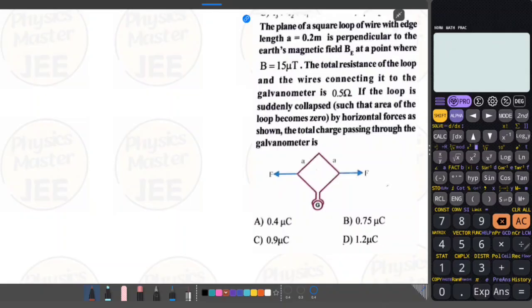Next one. So this is the next question. The plane of a square loop of wire with edge length a equal to 0.2 meter is perpendicular to the earth's magnetic field B_E at a point where B is equal to 15 microtesla. The total resistance of the loop and the wire connecting it to the galvanometer is 0.5 ohms. If the loop is suddenly collapsed such that the area of the loop becomes zero by horizontal forces as shown, the total charge passing through the galvanometer is.